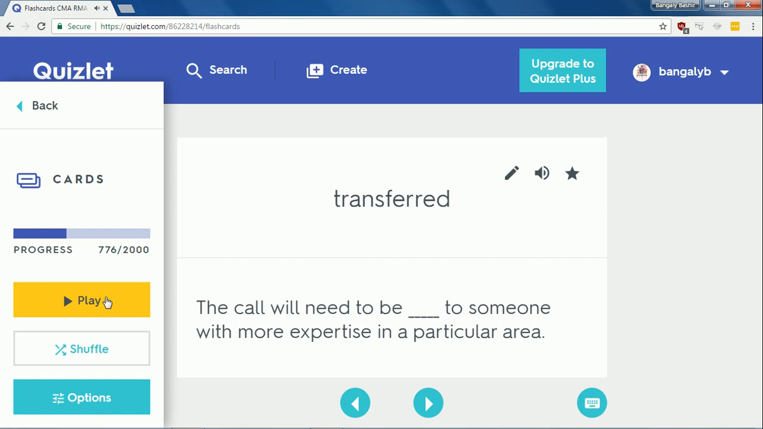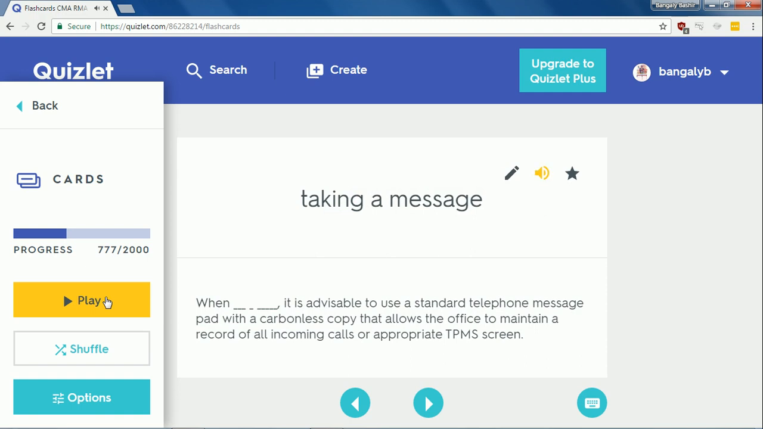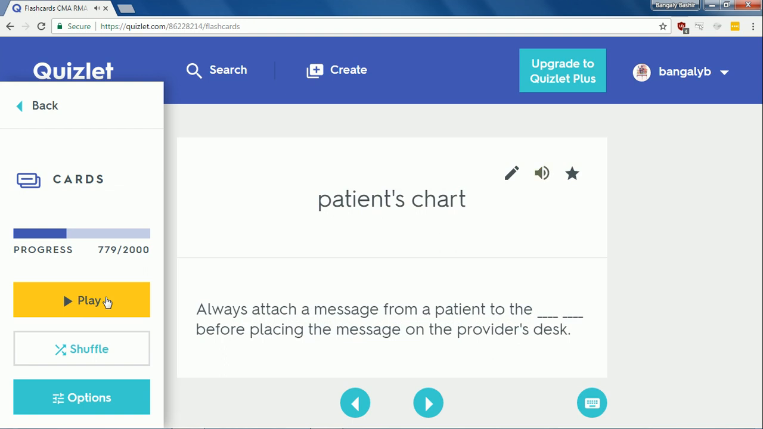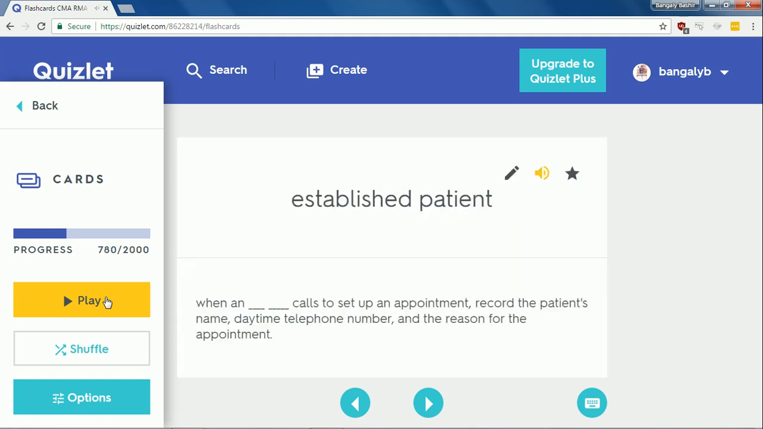Taking a message. When taking a message, it is advisable to use a standard telephone message pad with a carbonless copy that allows the office to maintain a record of all incoming calls or appropriate TPMS screen. 8 items for message taking. Patient's chart. Always attach a message from a patient to the patient's chart before placing the message on the provider's desk. Established patient. When an established patient calls to set up an appointment, record the patient's name, date, time, telephone number, and the reason for the appointment.